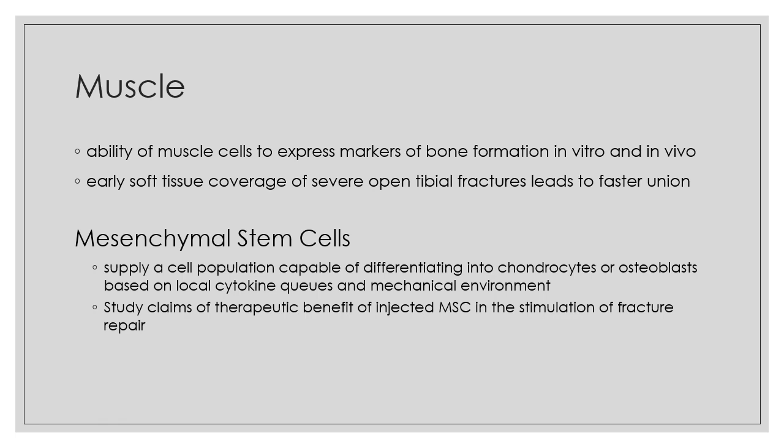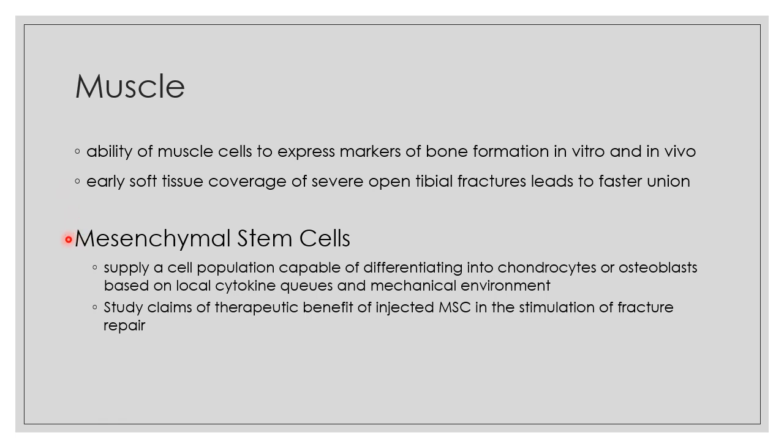The muscle cells express markers of bone formation in vitro and in vivo, and it is noted that early soft tissue coverage of severe open tibia fractures can lead to a faster union. So in a way, these muscle cells act to cover the bone in order for bone formation to hasten.